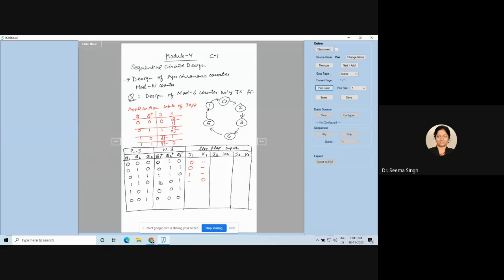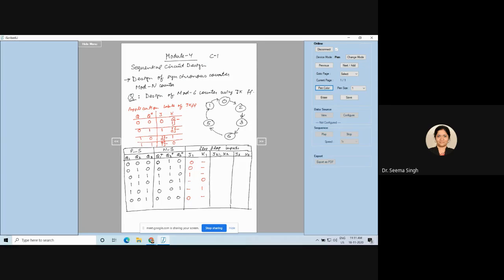Correct. Now next is 1 to 0. 1 to 0 is what? Dash and 1. Last one is 0 to 0. 0 to 0 is what? 0 and dash. Correct. So I hope you people are clear with how I wrote this J1 and K1.